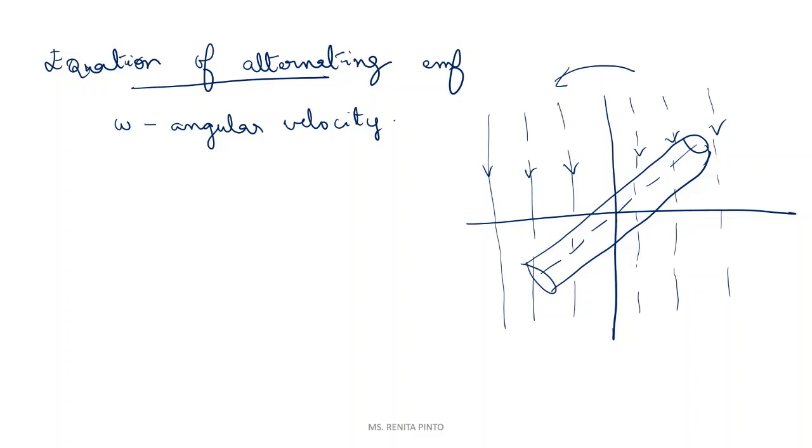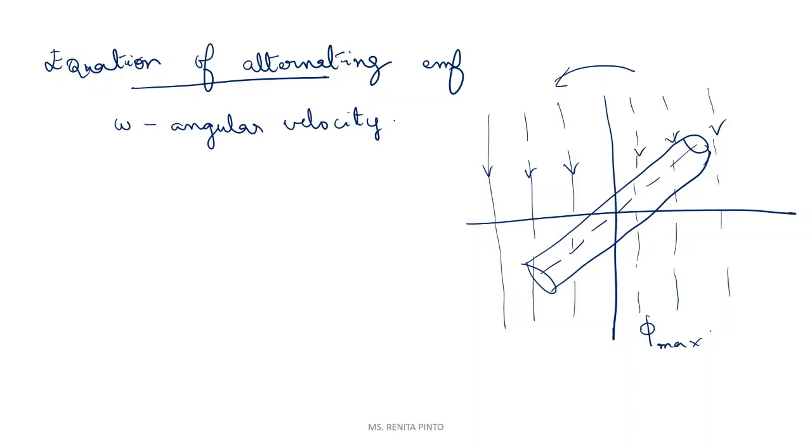So we are going to measure the time. Now the time will be measured from the instant of coincidence of the plane of the coil with the x-axis. At this instant, the maximum flux, that is phi max, will link with the coil. Now what happens when the coil is rotating? The flux linking with the coil will also change, and because of which the EMF is induced in it.